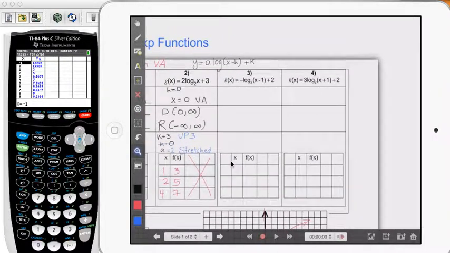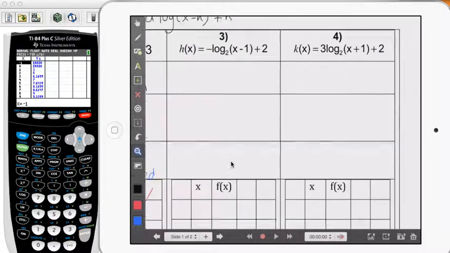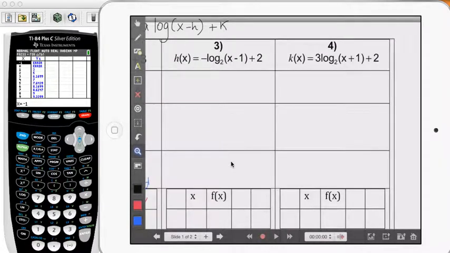Now I would like you to pause the video and try number 3 and 4 on your own. Now I do hope you tried. Again, my h is going to be the opposite of the number on the inside, so x equals 1 will be my vertical asymptote.